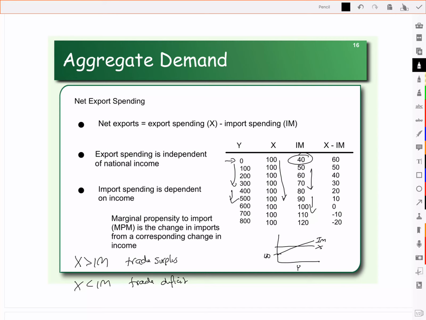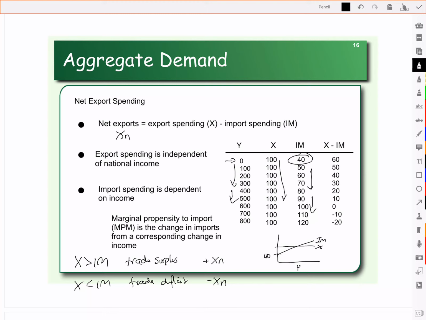When we look at net exports, often denoted X with a little n, we're talking about exports minus imports. So if your exports are bigger than your imports, you have a trade surplus, you're going to have a positive net export. If your exports are less than imports, so imports are bigger than the exports are, you're going to have a negative net export.